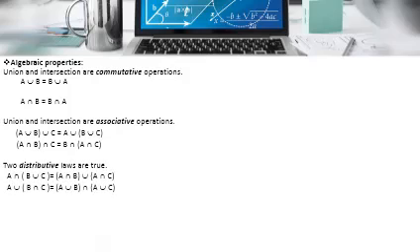Also you have two distributive laws that are true. A intersection B union C, it's the same as if you are distributing the A intersection B, then union A intersection C. The same thing for union. So A union B intersection A union C, it's the same thing. And you have to know that A union phi is of course A. A union A, it's A. A intersection phi, it's of course phi. And A intersection A, it's also A.